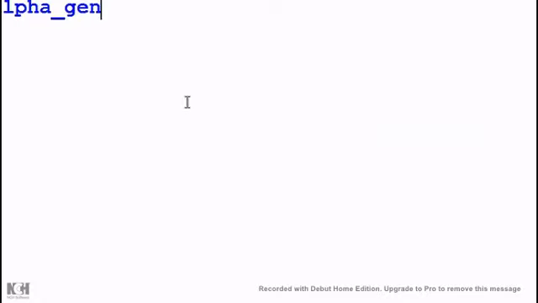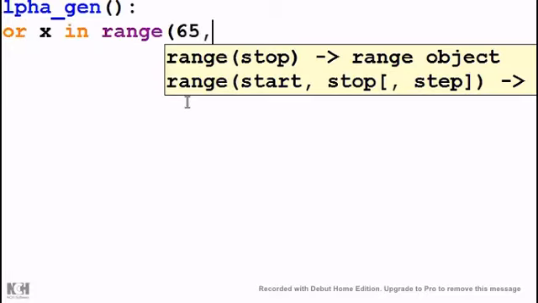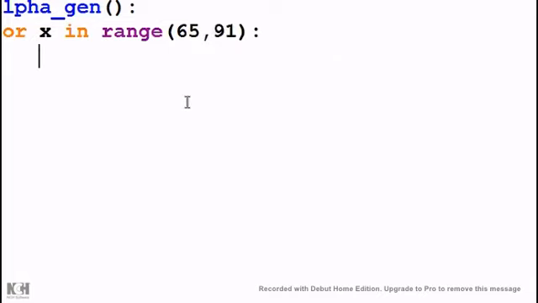Alpha generator. What will the alpha generator do? It generates alphabets. You can give from where to where you want to generate them. So for x in range of 65 comma 91, yield, and what do we yield? The character of x. So this will generate the alphabets from 65 to 90.